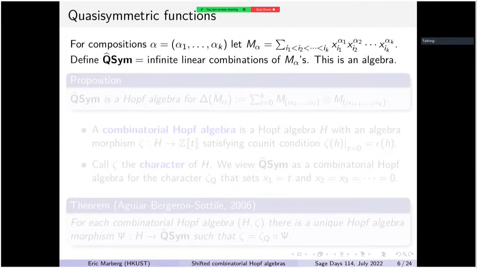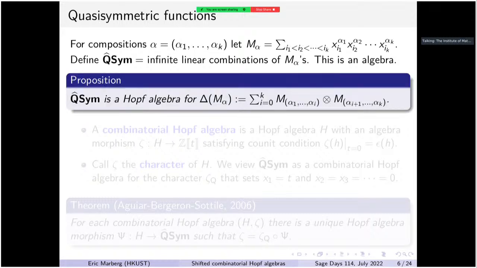So now I want to talk about combinatorial Hopf algebras, which means we want to talk a little bit about quasi-symmetric functions. So for compositions alpha, which are just finite sequences of positive integers, we have this monomial quasi-symmetric function, which is just the sum of the corresponding monomials where we change all the indices by a translation, so we keep them in order. And quasi-symmetric functions are just linear combinations of these monomial quasi-symmetric functions. It's a standard exercise to show that this is an algebra, a subalgebra of power series that contains the symmetric functions.